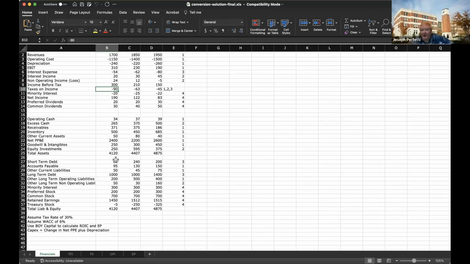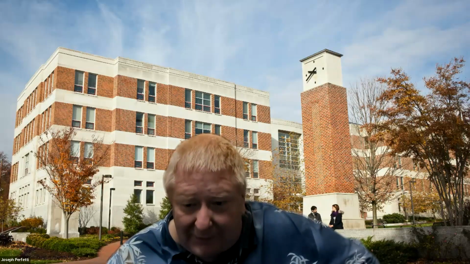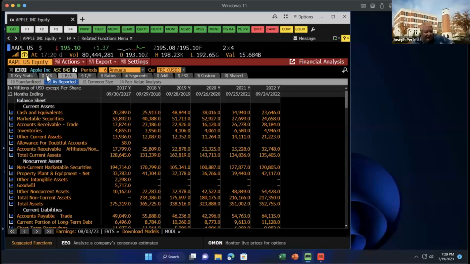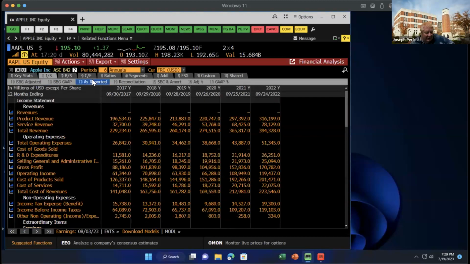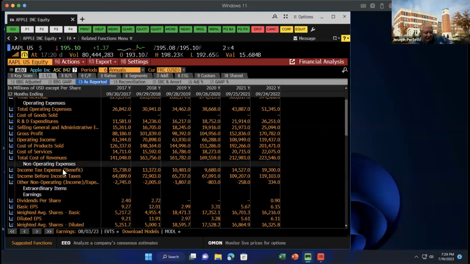Well, I'm just saying you're going to find it in one of two places. So again, if you go back to a company like Apple, you probably would see it on their income statement as reported. There's their income tax expense and there's their income before taxes. So you can divide and come up with a tax rate, and that's the tax rate you would use on your statements.